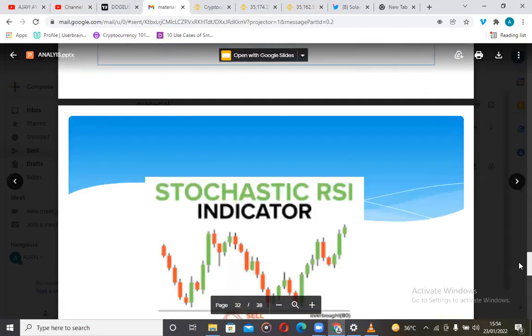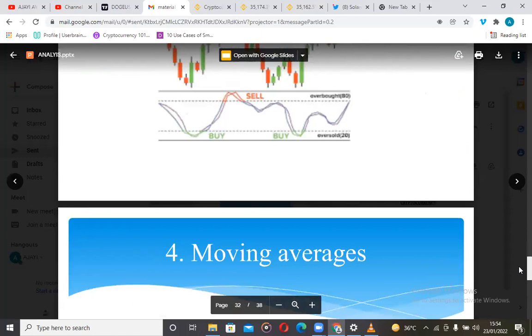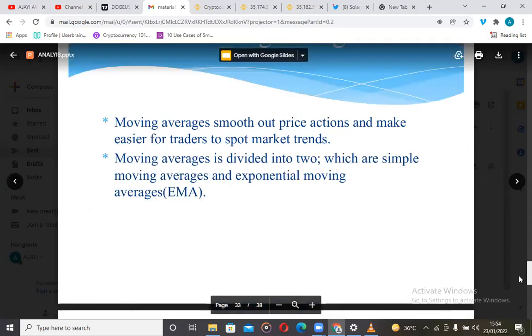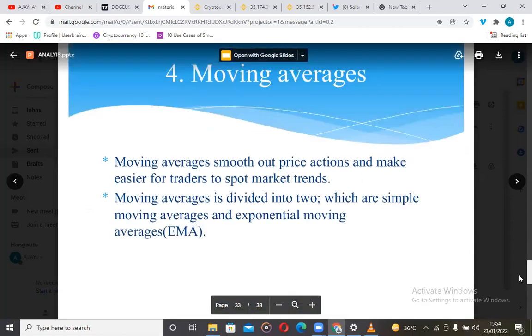Now, moving averages. This one is very, very interesting. We have two types of averages. Moving averages smooth out price action and make it easier for traders to spot market trends.